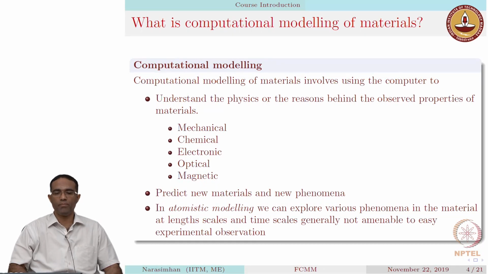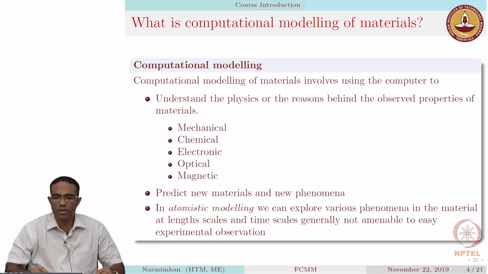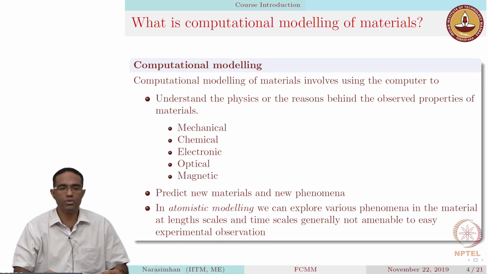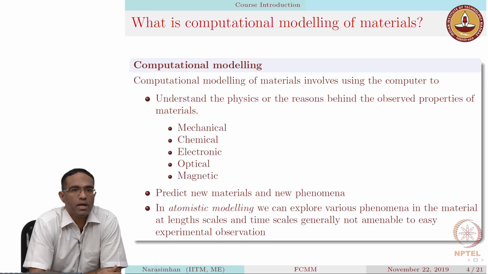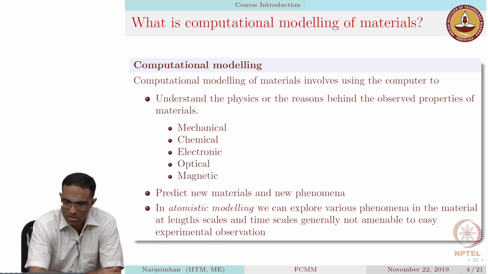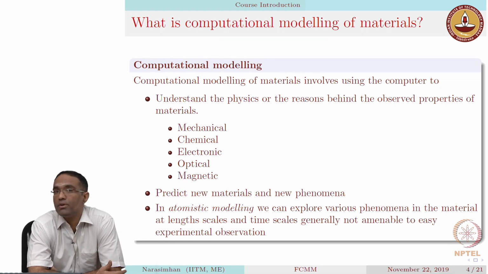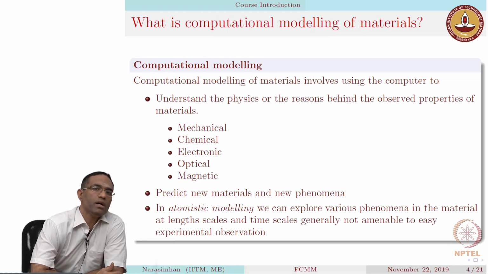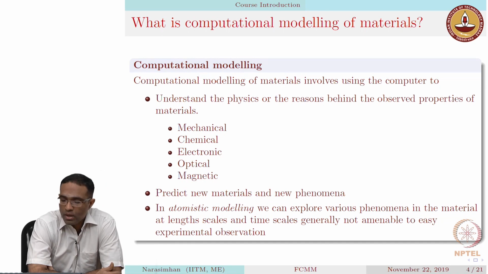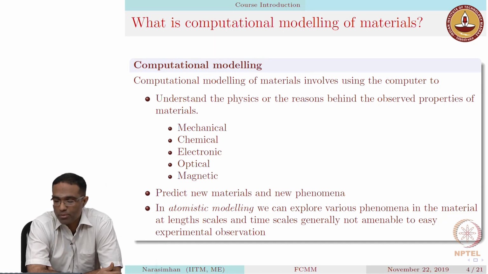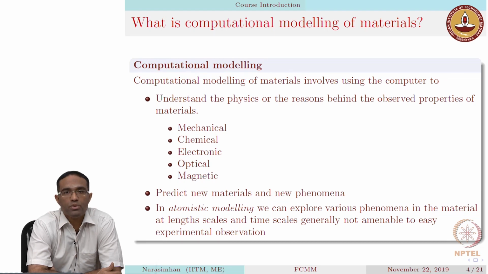So with that brief introduction, I would like to start talking about computational materials modeling in a very broad sense. As the name implies, computational materials modeling involves using the computer to understand the different properties of materials. In particular, it's possible for us to look at mechanical properties, chemical reactions, why certain chemical reactions occur and why they don't. Electronic properties, optical properties and magnetic properties can also be evaluated using computational tools.